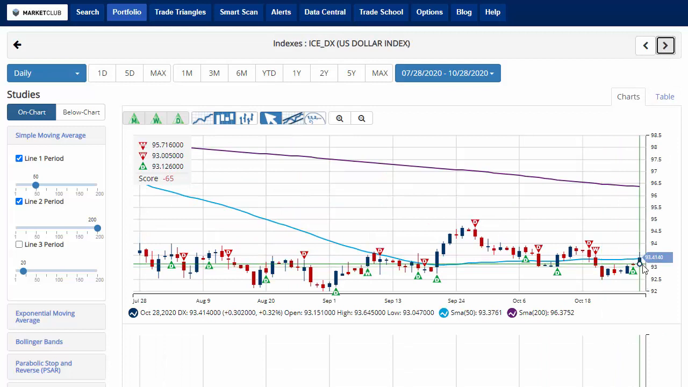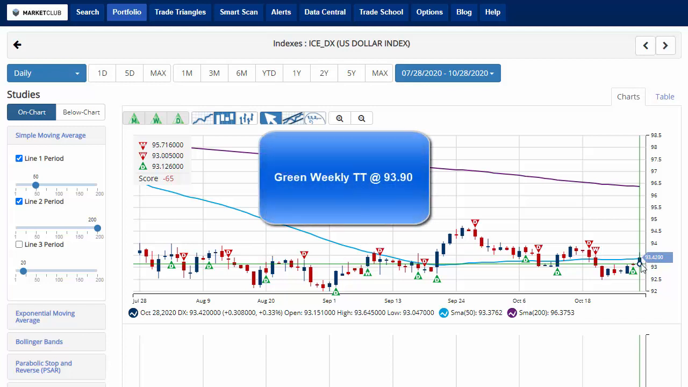Take a look at the dollar index, currently up about 0.3% on the day, trading at 93.41. However, chart analysis score remains -65, as we have a red monthly and a red weekly trade triangle, indicating that we're in a long-term downtrend for the US dollar. Key level to watch for the dollar index will be 93.90. A move above that level would issue a green weekly trade triangle, indicating a move back to a sidelines position for the US dollar.